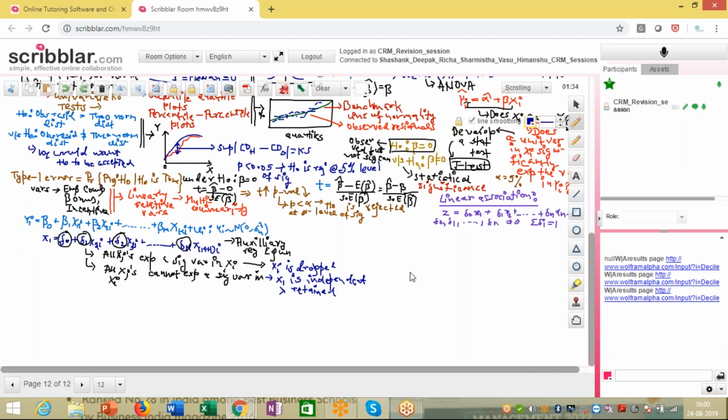So now we'll start talking about the overall goodness of fit of a regression model. Before I move on to this, if there are any questions that you have till multicollinearity, you can clarify them, and then I'll move on to talk about the overall goodness of fit.